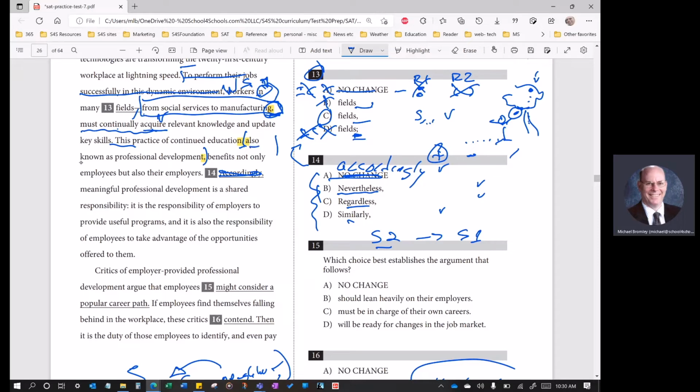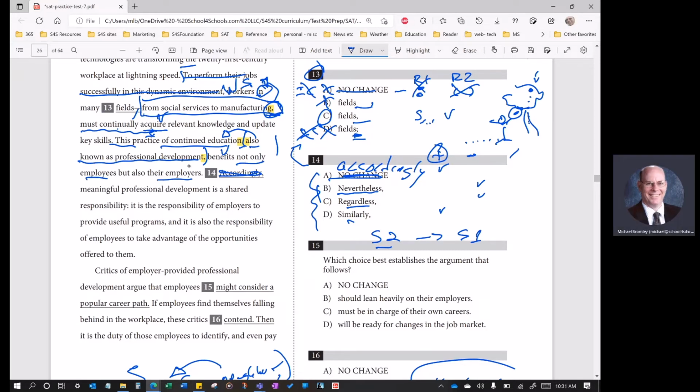And this is also known as professional development. This is simply modifying continued education. All right, so at this practice, it's actually modifying practice, subject, verb, benefits. Okay, anyway, that helps us really identify what's going on in these sentences. But it also helps us correct ourselves because I'm using the correct language to fix maybe a wrong response on another question. Anyway, continuing education benefits not only employees, but also their employers.